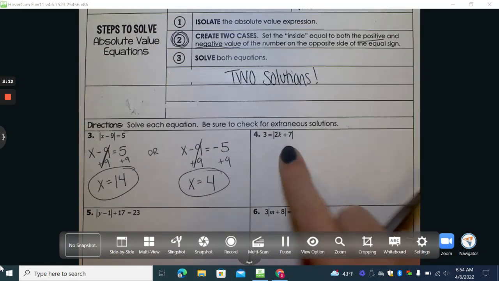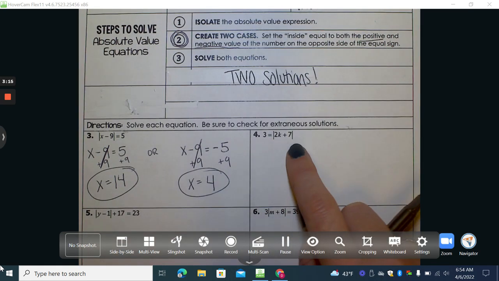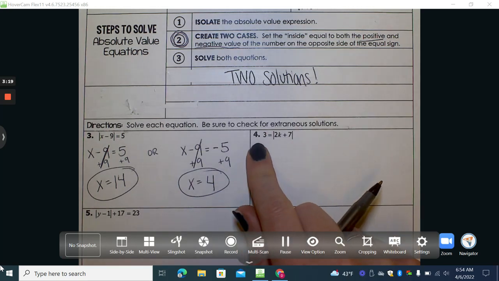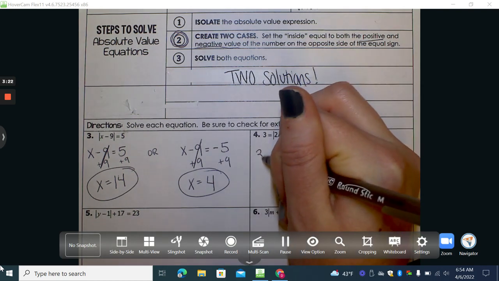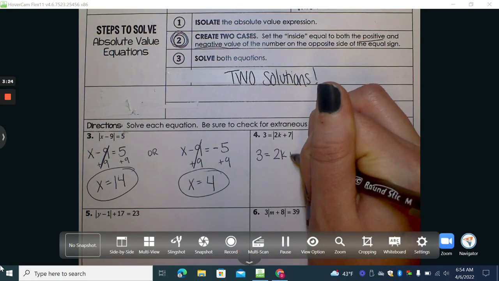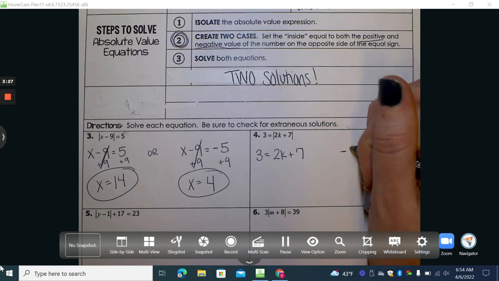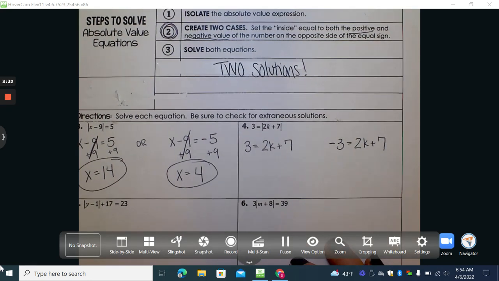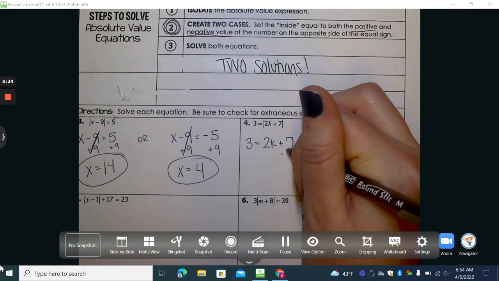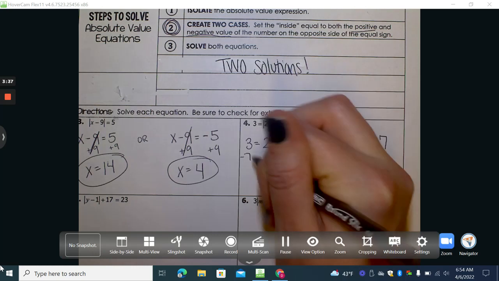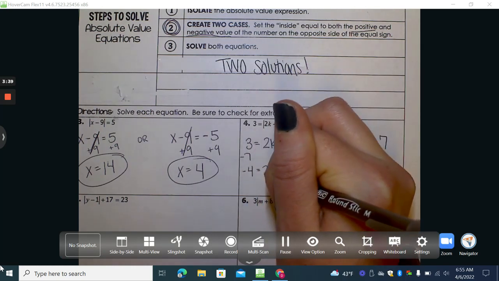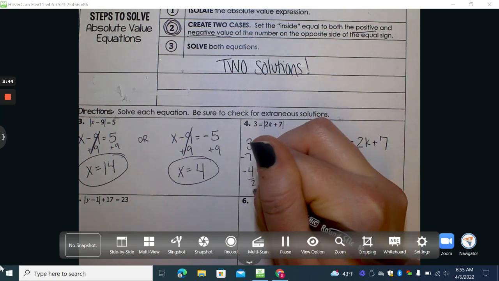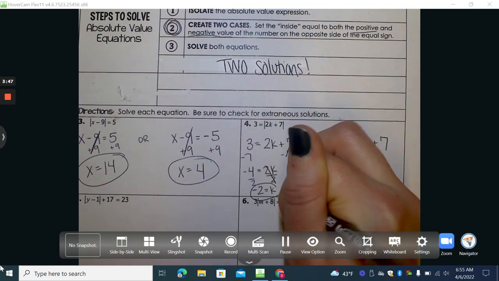Let's try number 4. 3 equals the absolute value of 2k plus 7. Here's my absolute value. I want it to equal both the positive and negative of this. So I'm going to have 3 equals 2k plus 7. But I'm also going to have negative 3 equals 2k plus 7. And those are the two equations I'm going to work out. I'll start by subtracting 7 from both sides and getting negative 4 equals 2k. Then I'll divide by 2 and I get negative 2 equals k.